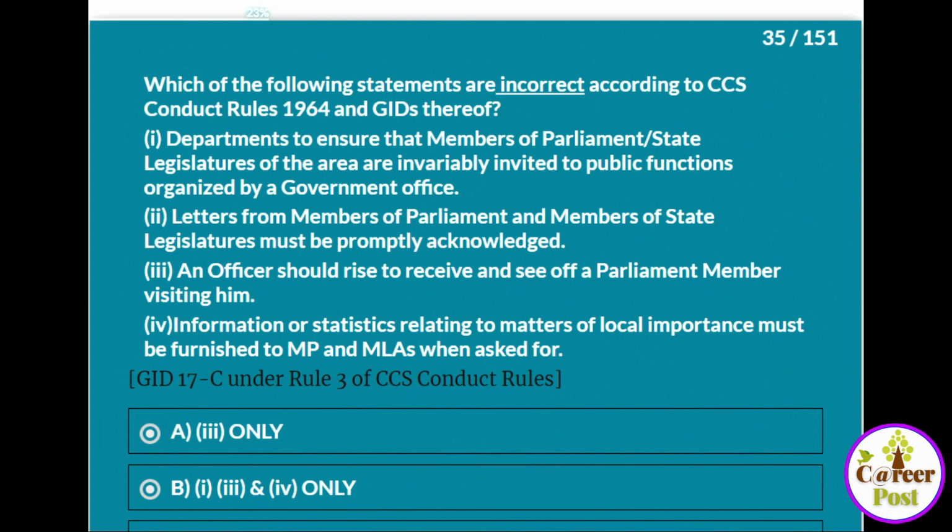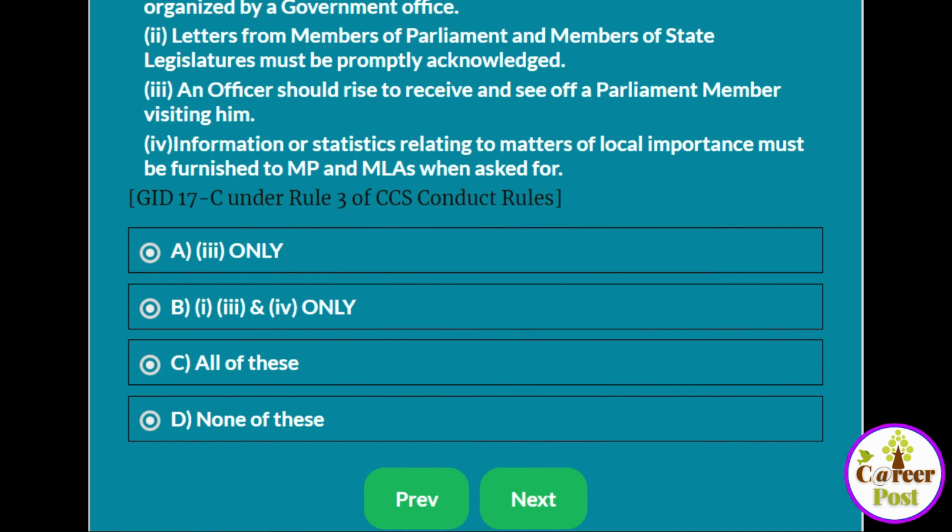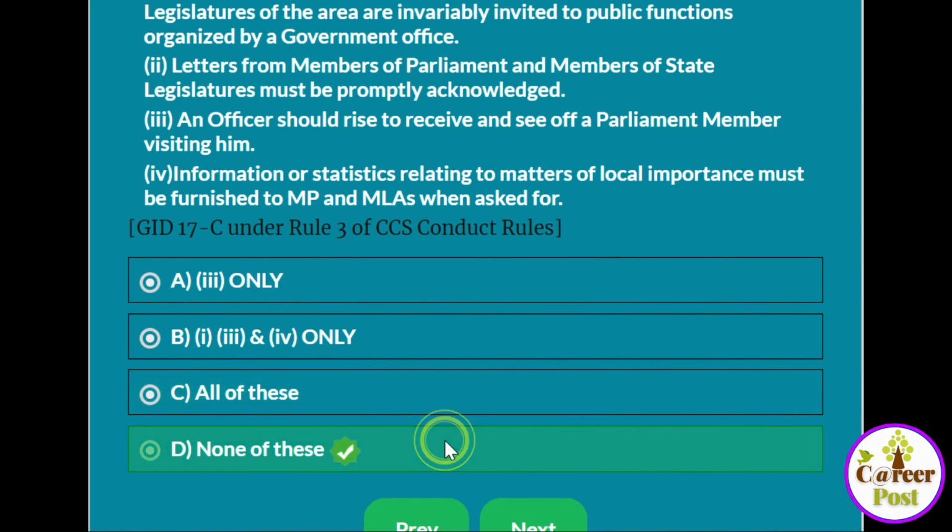Which of the following statements are incorrect according to CCS Conduct Rules and GIDs thereof? One, the departments to ensure that members of parliament and state legislatures are invariably invited to public functions organized by the government office. Two, letters from members of parliament and members of state legislatures must be promptly acknowledged. Three, an officer should rise to receive and see a parliament member visiting him. Four, information or statistics relating to matters of local importance must be furnished to MPs and MLAs when asked for. The options are 3 only, 1, 2, 3 and 4 only, all of these, none of these. It is none of these.